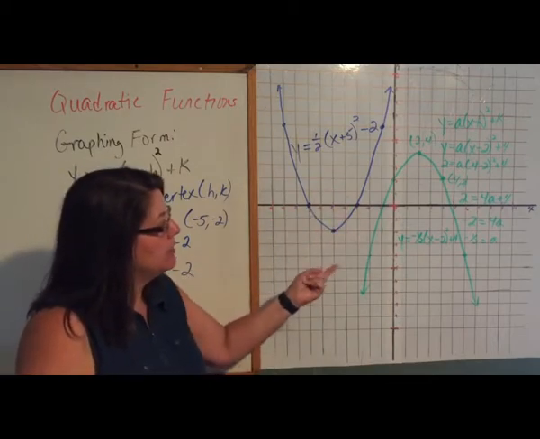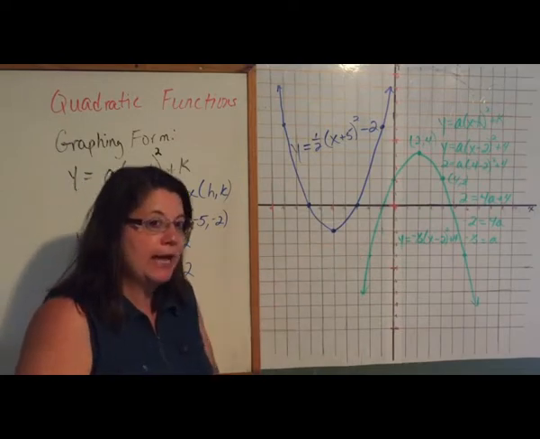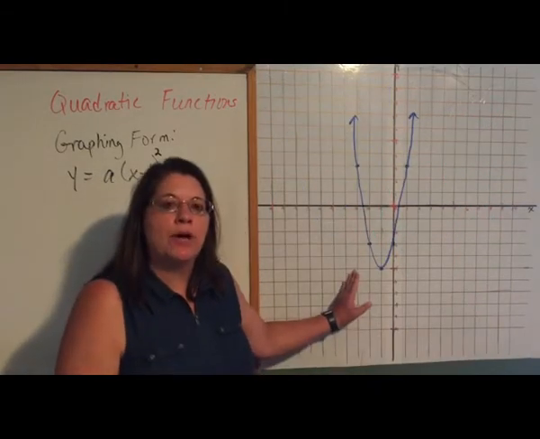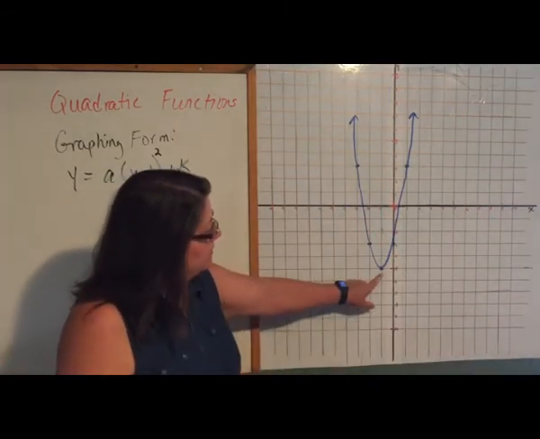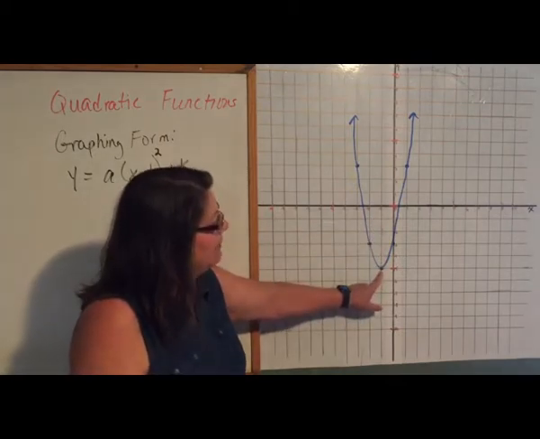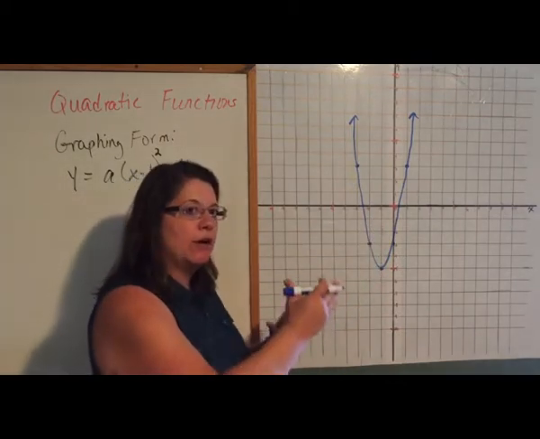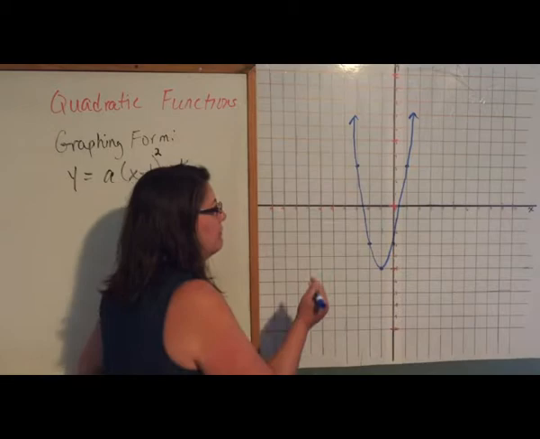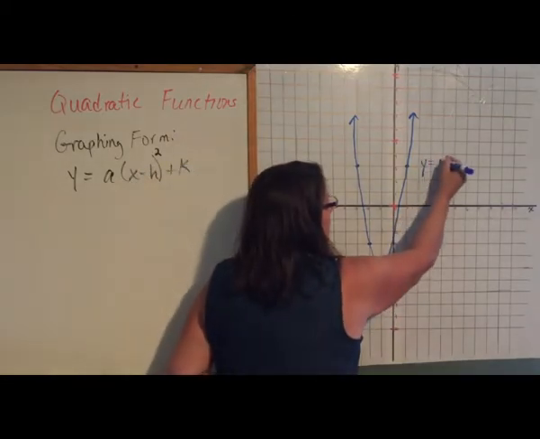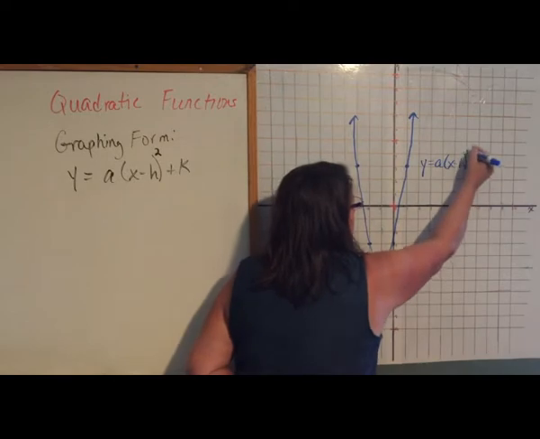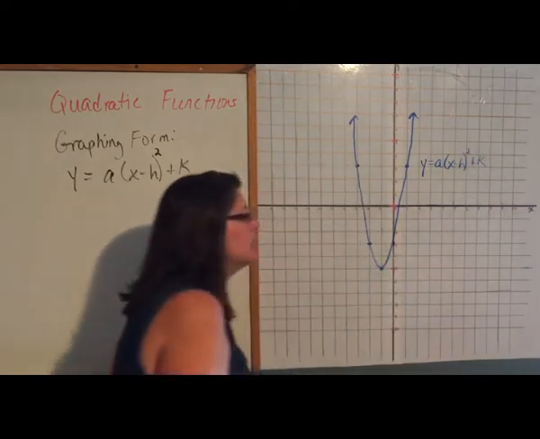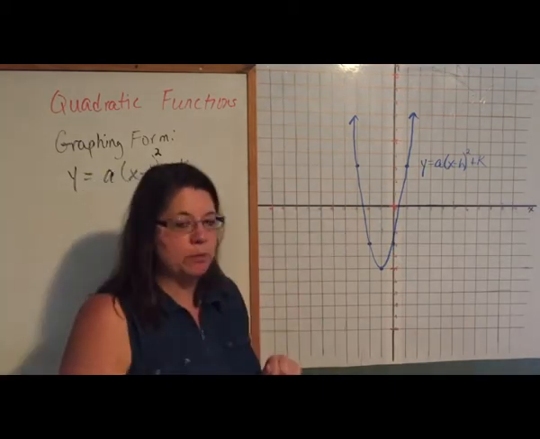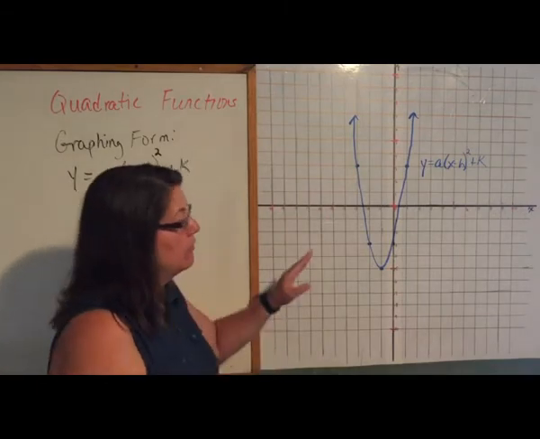You plug in a point and the vertex and you'll be able to solve for A to come up with your quadratic equation. Here's another quadratic equation. The vertex is at -1, -5. This one looks a little more narrow. We know A is going to be positive because it is going up. We know graphing form of the equation is y equals A times (x minus h) squared plus k. So see if you can take the information off of that graph, plug it into the formula to come up with the quadratic equation for that function.